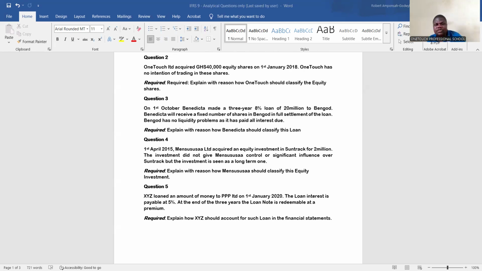On 1st April 2015, Mensususa Limited acquired an equity investment in Santra for 2 million. The acquired means that financial assets were acquired. The investment did not give Mensususa control or significant influence over Santra, but the investment is seen as a long-term one. Explain with reasons how Mensususa should classify the equity investment.